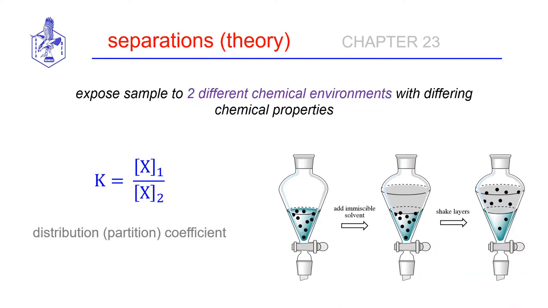The fundamental way that sample separations occur is by exposing our sample to two different chemical environments. Those two different chemical environments are going to have different physical properties. So we are going to have, for instance, phase one and phase two. Those are two different solvents. One could be aqueous, which if it's water, is going to be very polar. And the other solvent could be some organic solvent that is nonpolar.